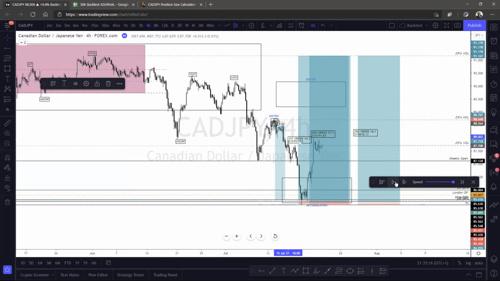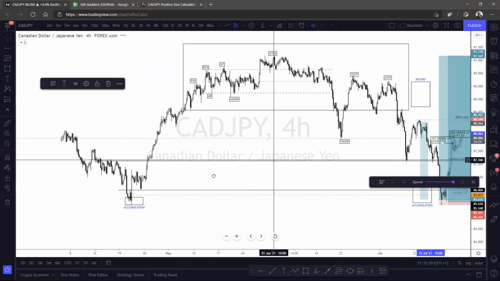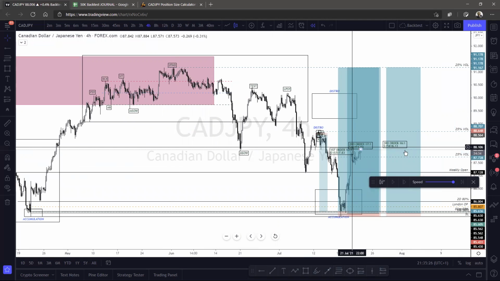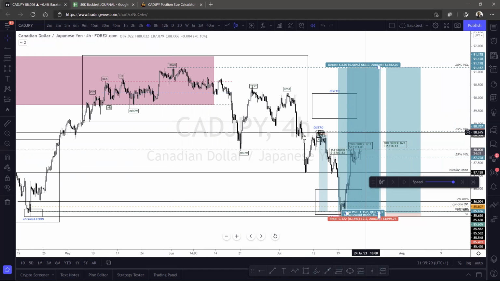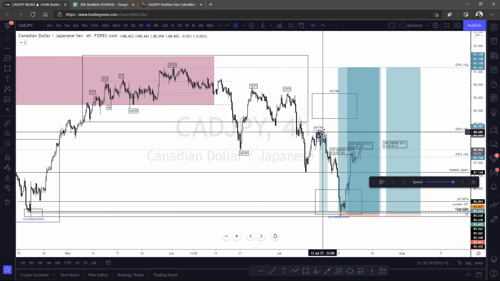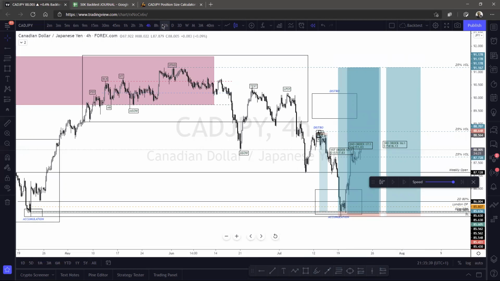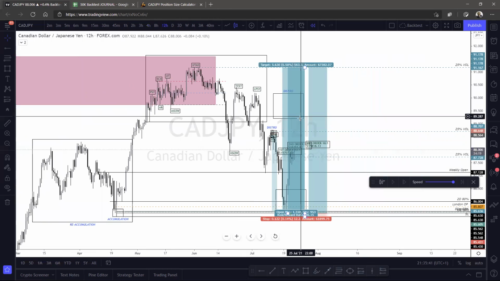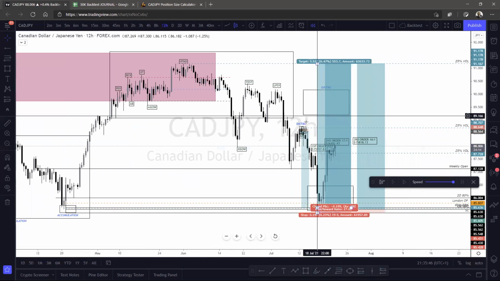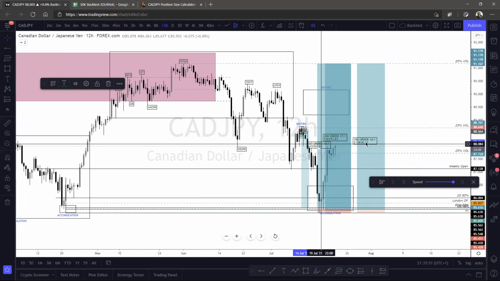That's where we are now. Okay, cool. So that's it. We managed to get three partials, and we're now waiting for the second one. And we're already on break even. For this supply area to be taken, and then we'll take another 25% off here. So overall, not bad at all.